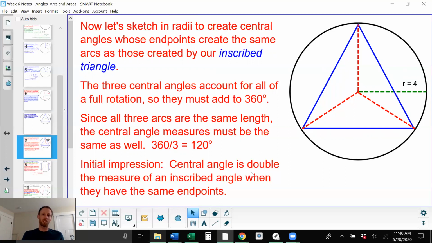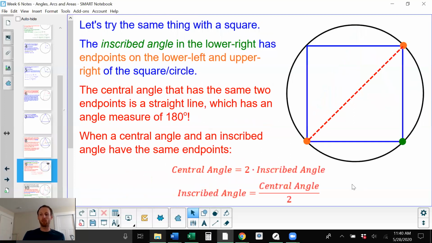Okay, that's one example. I need a little bit more convincing. So let's try the same thing with a square. Let's inscribe a square inside of a circle, and let's examine what happens with just one of the angles. Let's look at this angle in the lower right-hand corner. Here's the vertex, and the endpoints are in orange. If I create radii from the center to those two endpoints, what do I end up with? I end up with a straight segment, and a straight segment has a 180-degree angle. So I have an inscribed angle of 90 degrees and a central angle of exactly double it again.